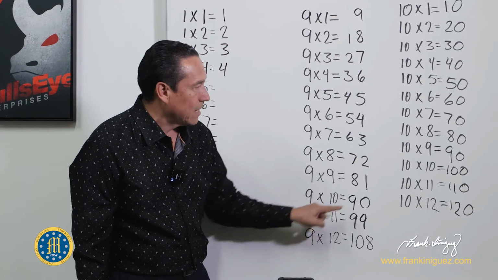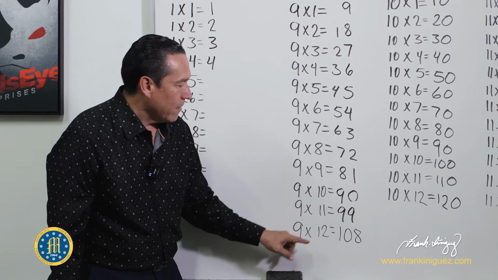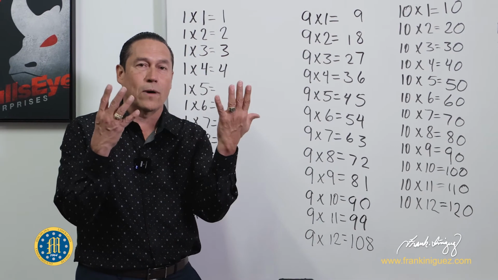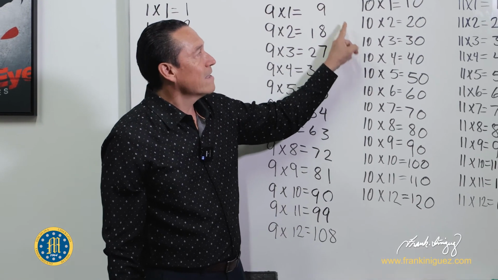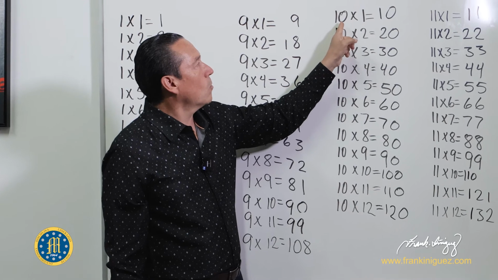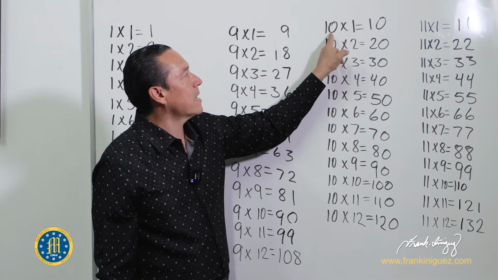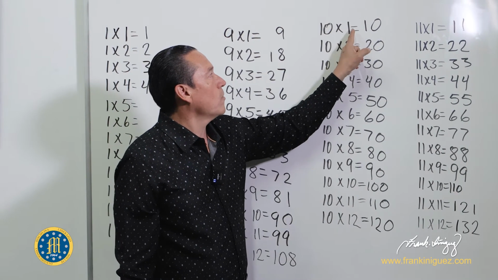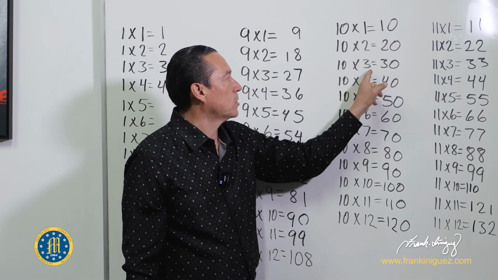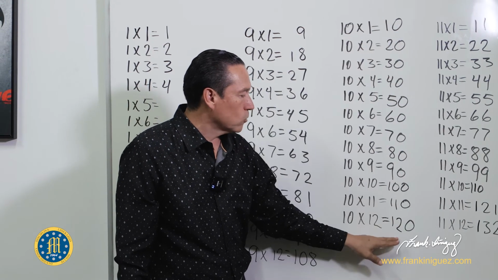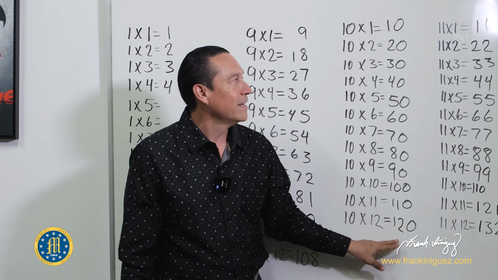You go 9 times 11, 99. And then for 9 times 12, you add another 9 and you get 108. For the 10s, it's really easy. Whatever number you're multiplying times the 10, you just add a 0. So if you're multiplying times 1, you put the 1, add a 0. Put the 2, add a 0. Put the 3, add a 0. All the way to 12, 120.